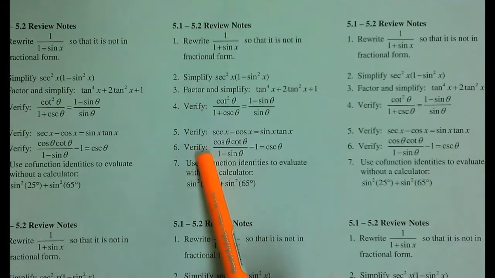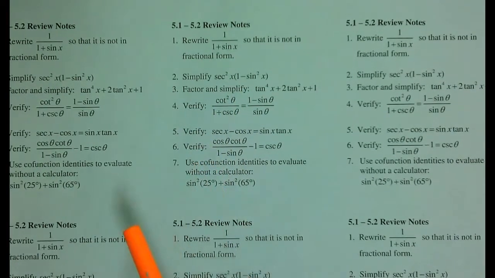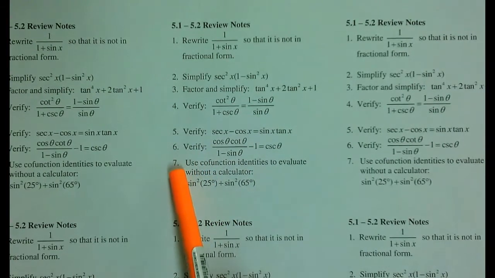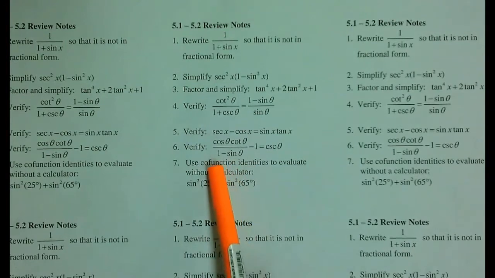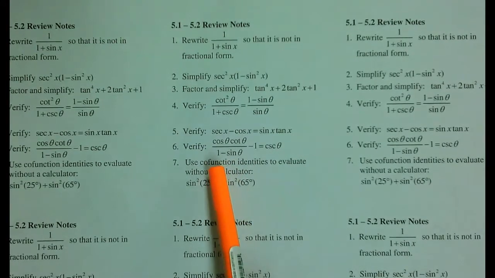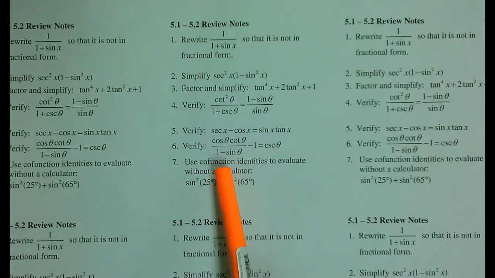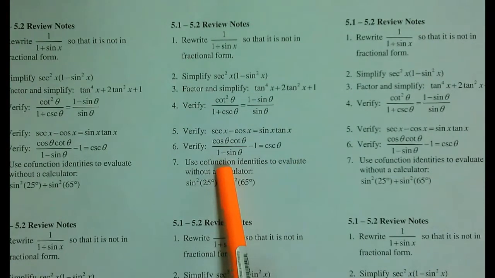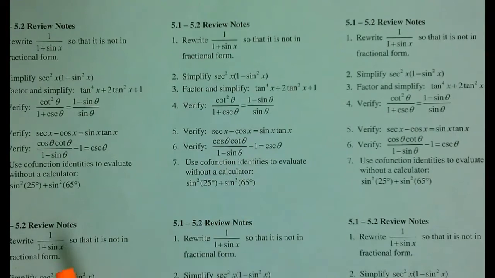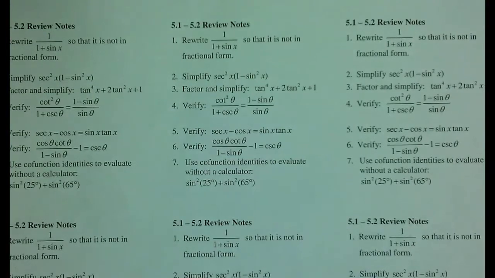4 through 6 are just straightforward proofs. So they say verify, and we'll work through those, or we can look at an example of those. And 7 is another simplification, but with a specific instruction. It says use cofunction identities to evaluate it without a calculator. In other words, use the cofunction identities to simplify without using a calculator. So those are the problems we're going to talk through here, and make sure everybody has some good strategies for running into these kind of problems on the test.